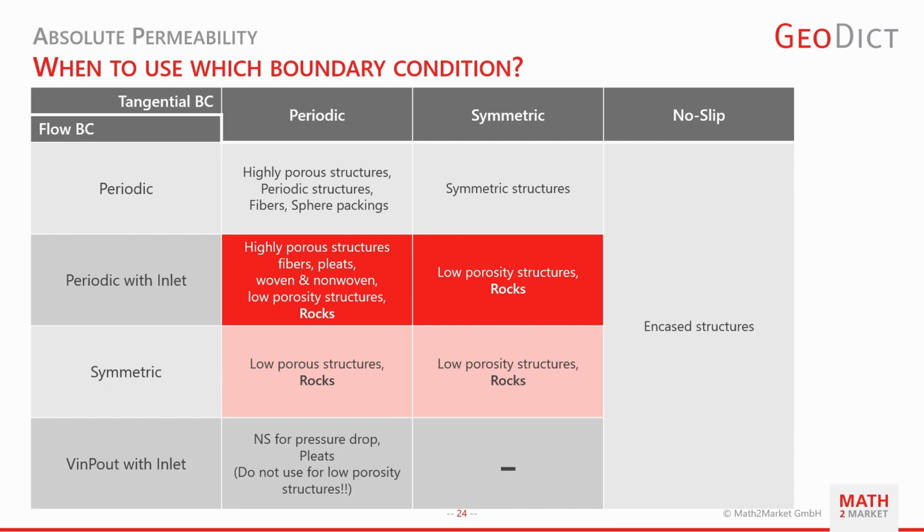But we do not have boundary conditions only in flow direction, but also in tangential direction. In this overview, the possible combinations of boundary conditions in flow and tangential direction which are suitable for rocks are displayed. In GeoDict, the default settings of FlowDict allow starting the computation of rock permeability right away without changing any of the boundary conditions. Nevertheless, you can manually choose the boundary condition which fits your setup best.